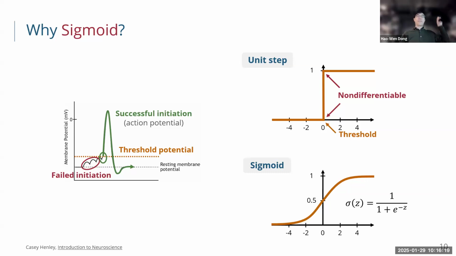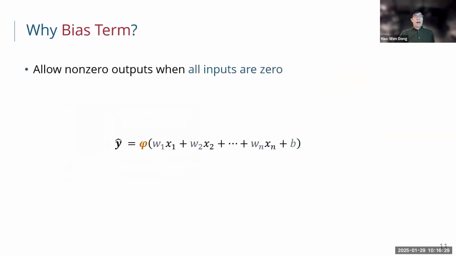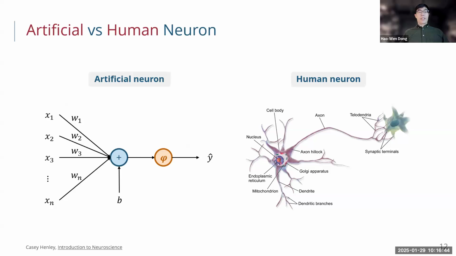That's the formula, but I guess the big idea is to know what it does. And also there's this bias term, which is important because it allows non-zero outputs when all inputs are 0. So that just adds one more degree of freedom. Anyway, that's just a quick overview of what artificial neurons and human neurons are.